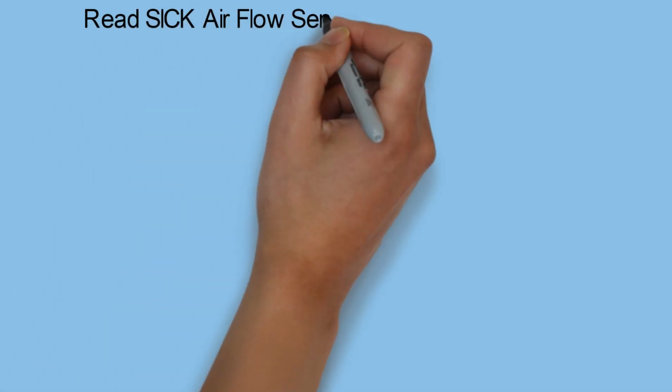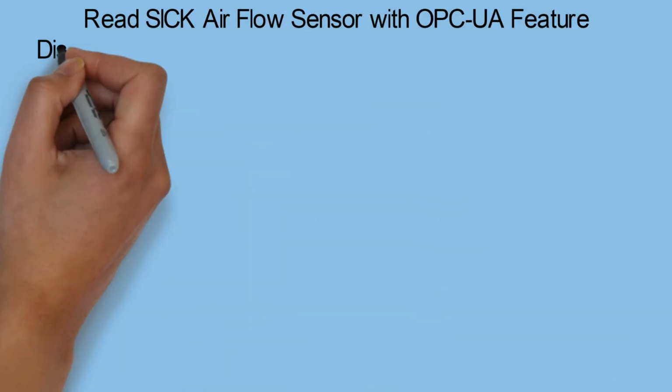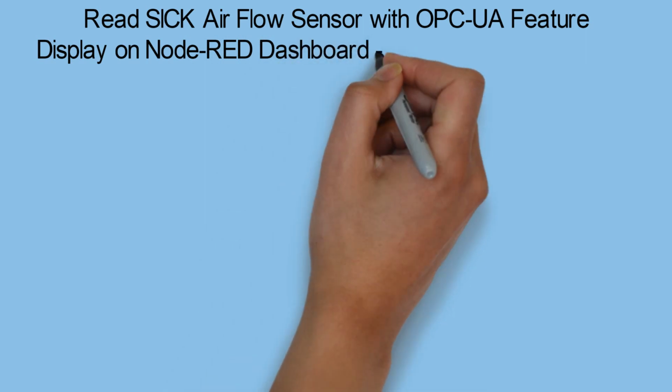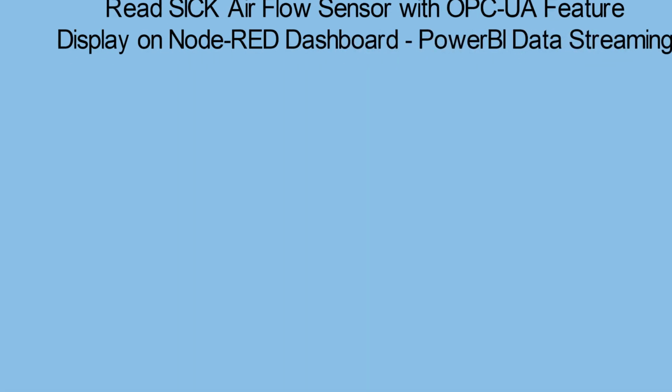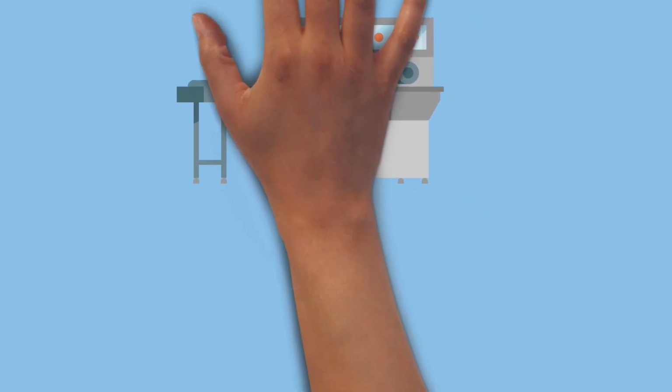Continuing from the previous video about the SiC airflow sensor with OPC UA feature. In this video, I will demonstrate how to display the variable values from the sensor on the Node-RED dashboard, and also how to display them in PowerBI.